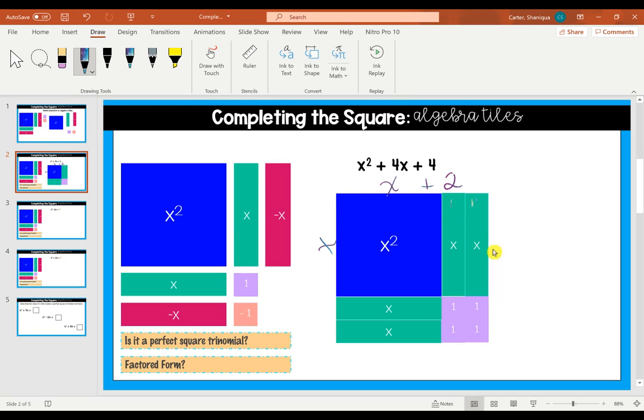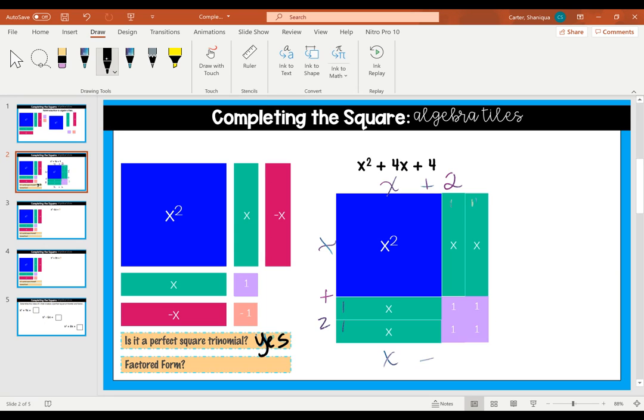Well, what about this side length? X plus 1, 2. So x plus 2. Well, what about this side length? X plus 1, 2. And what about this side length? X plus 2. So yes, it is definitely a perfect square trinomial because all of my sides are literally the same. So yeah, it's a perfect square trinomial.